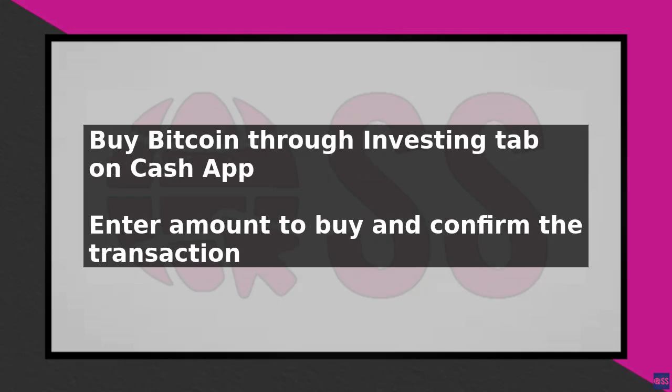It is essential to understand that buying Bitcoin is a high-risk investment and the value can fluctuate rapidly. Before investing, make sure you have a clear understanding of the risks and fees involved. Cash App charges a small fee for buying and selling Bitcoin, which is typically around 1.76% of the transaction amount.